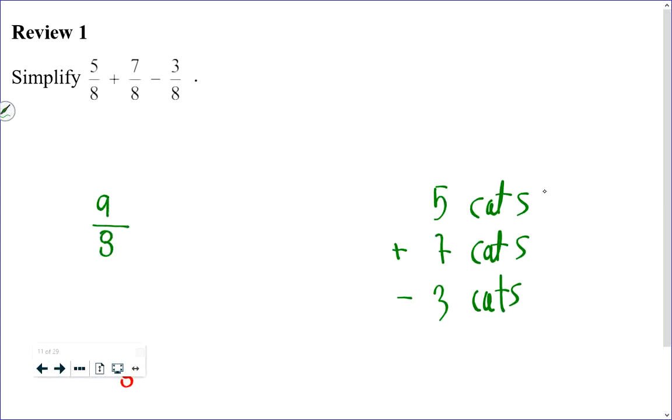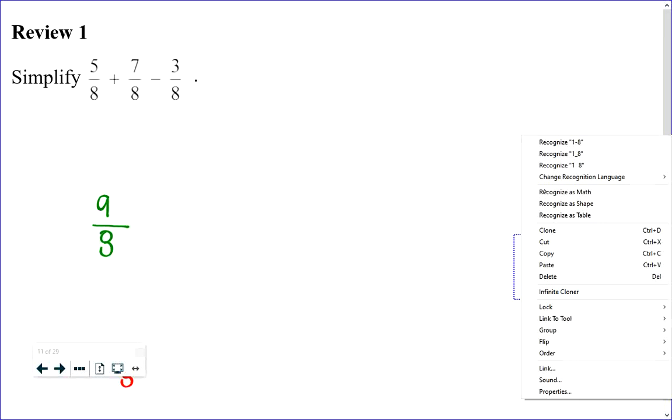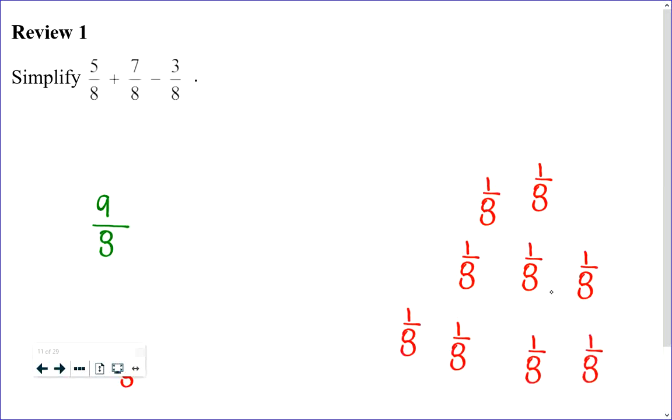Like literally, what 5/8 means is that. So I've got 5/8. I'm going to add 1, 2, 3, 4, 5, 6, 7. And then I'm going to take away 1, 2, 3. Well, what do I have left? 1, 2, 3, 4, 5, 6, 7, 8, 9. I have 9/8. That's what it means.